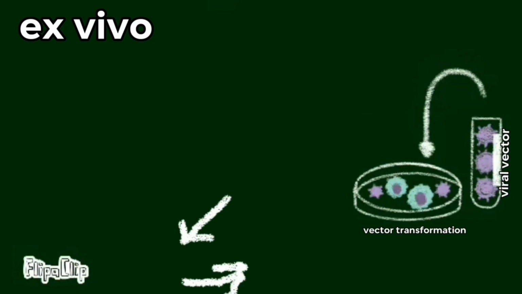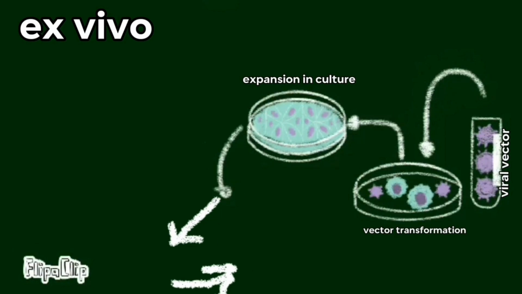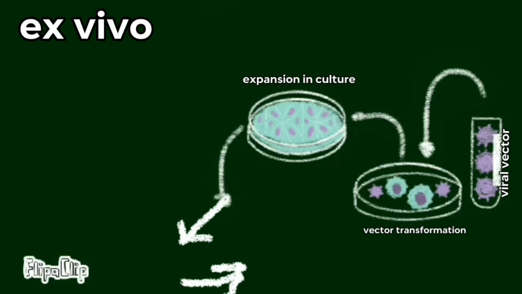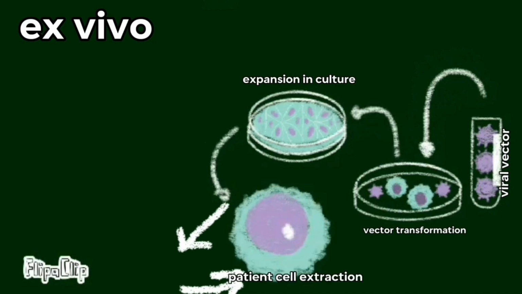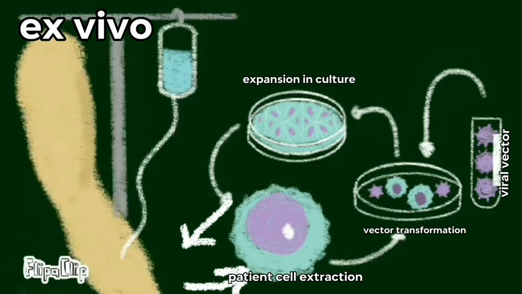Delivery methods. There are several methods used to deliver therapeutic genes to a patient's cells. The most common method is through the use of viral vectors. Viral vectors are modified viruses that are used to carry the therapeutic gene into the patient's cells. The virus is modified in such a way that it cannot cause a disease and will only deliver the therapeutic gene to the targeted cells.